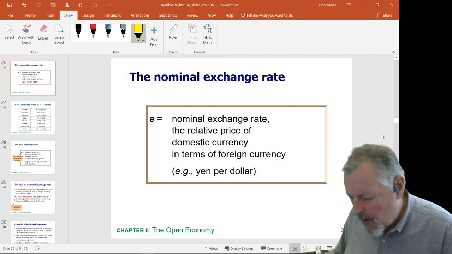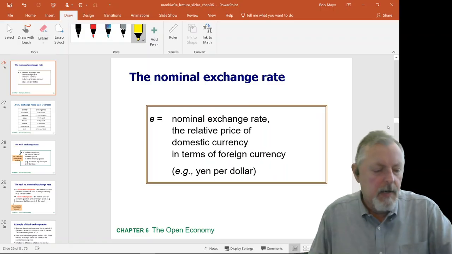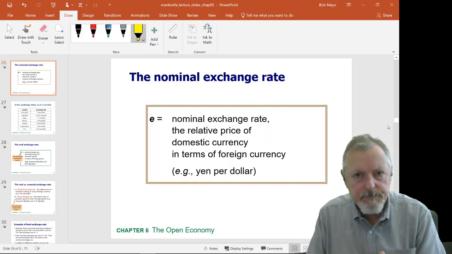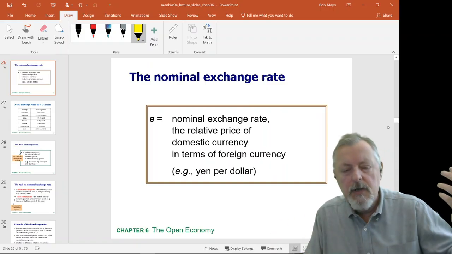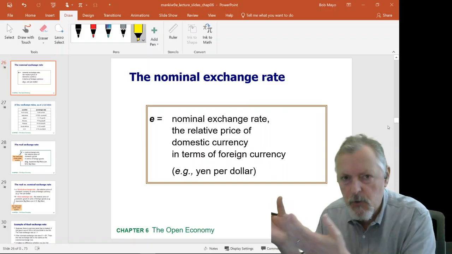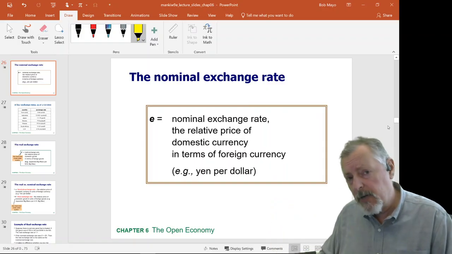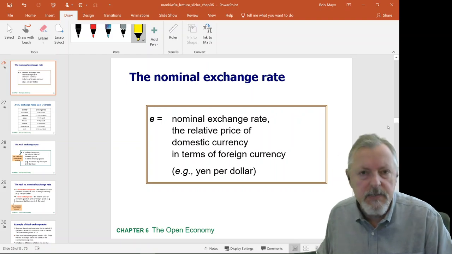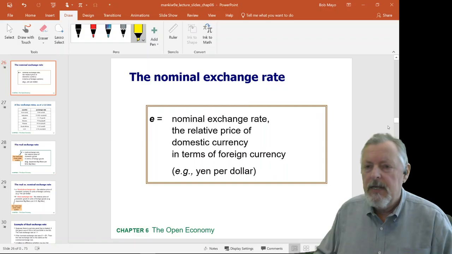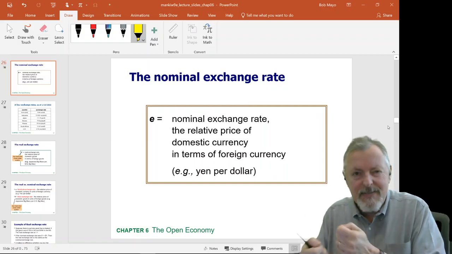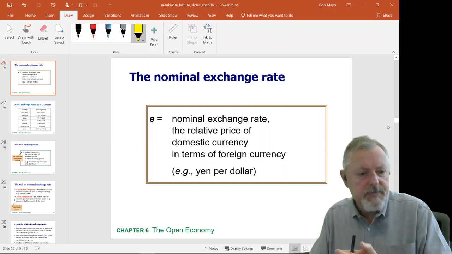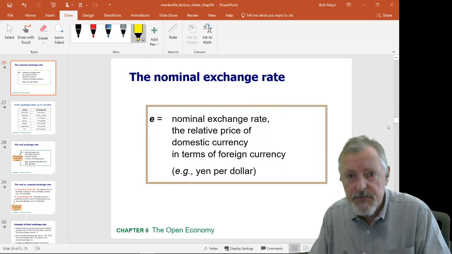The nominal exchange rate. This bit is about what determines exchange rates: how many dollars you can get for a euro, how many British pounds it takes to buy so many yen. Exchange rates between currencies. What determines them? First, the concept of nominal exchange rate. This is just that simple number. Like the nominal interest rate, it's the number written into contracts. It's the number you see advertised.